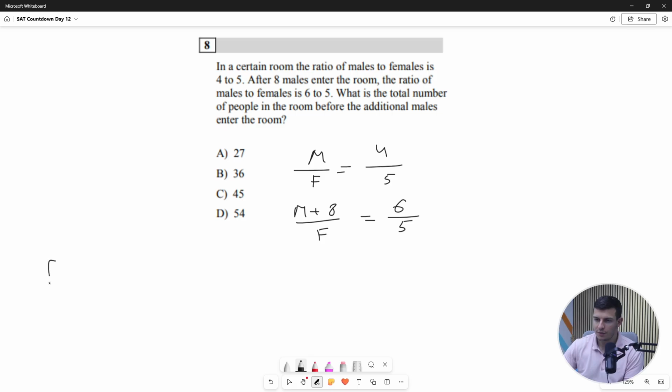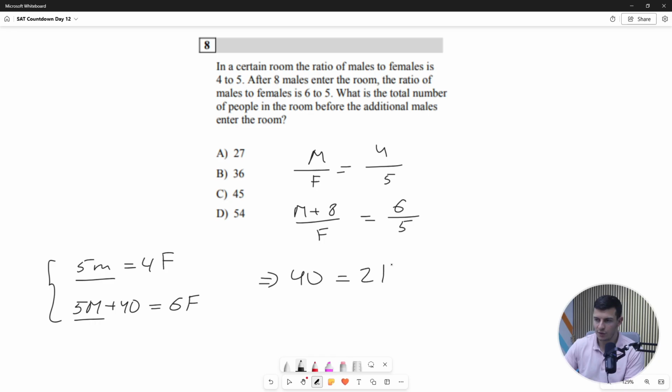So let's try it out. Let's do cross multiplication so we know what we're dealing with here. 5m is equal to 4f, and 5m plus 40, I just cross multiplied, equals 6f. Okay, I see that I've got 5m's here, so I can probably do the elimination method. I'm going to take the second equation and subtract the first one from it. That's going to eliminate the 5m's. I'm going to have 40 equals 6f minus 4f, which is 2f. From here I can find that f is equal to 20.